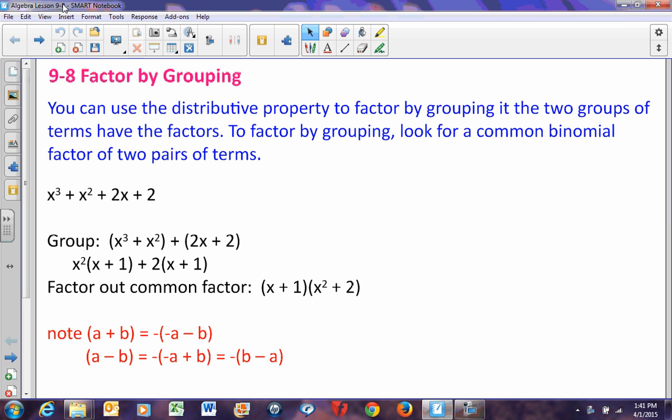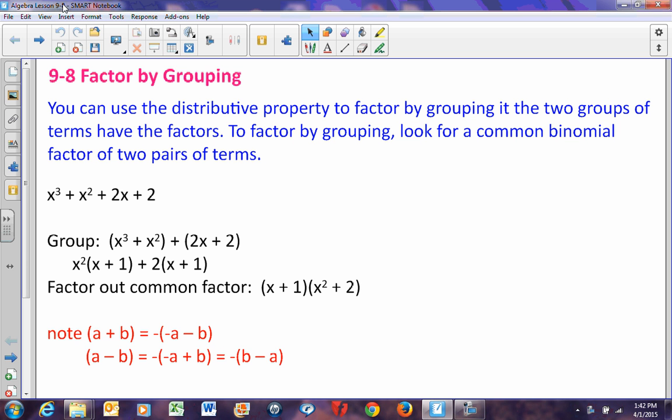This is Algebra Lesson 9-8, Factoring by Grouping. Since we've already done some factoring by grouping back in 9-6 when I taught you how to factor ax squared plus bx plus c trinomials, this should be a fairly simple lesson to do. You can use the distributive property to factor by grouping if the two groups of terms have common factors. To factor by grouping, look for a common binomial factor of the two pairs of terms.